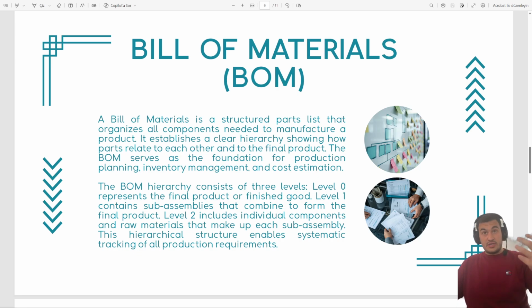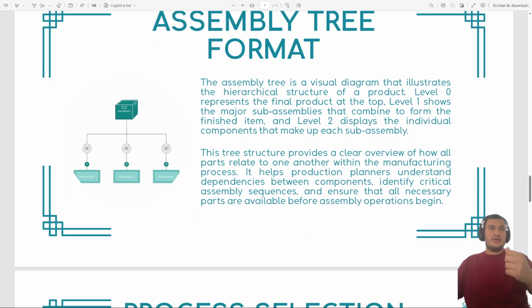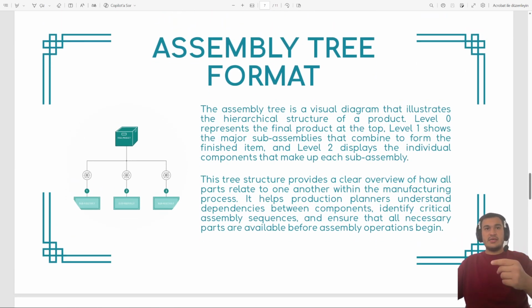To perfectly visualize this hierarchical structure, we draw an assembly tree, as you can see from the slide. This diagram helps us, the production planners, understand the dependencies between the different components, raw materials, semi-finished goods. It allows us to identify critical assembly sequences and ensure that all necessary parts are available before any assembly operation begins on the floor. Before every process, we have to check this assembly tree.